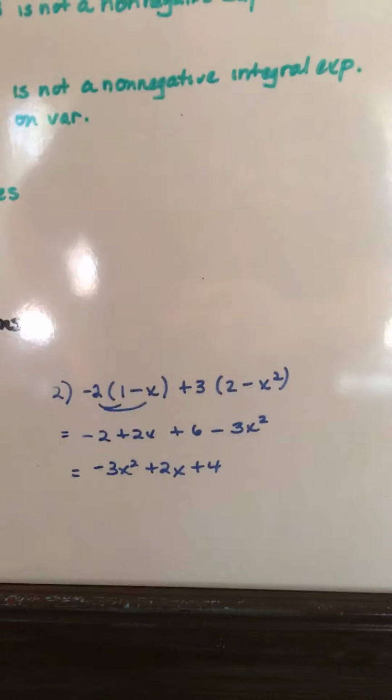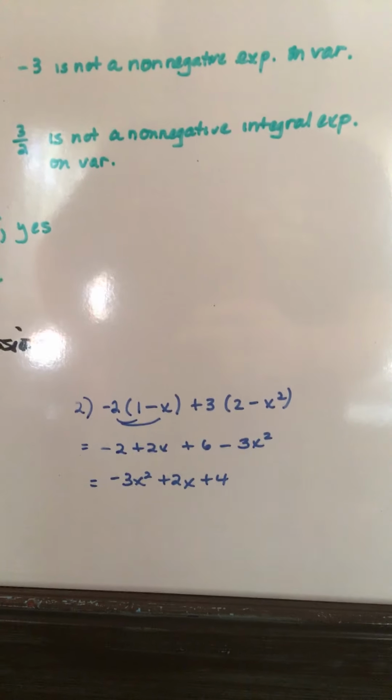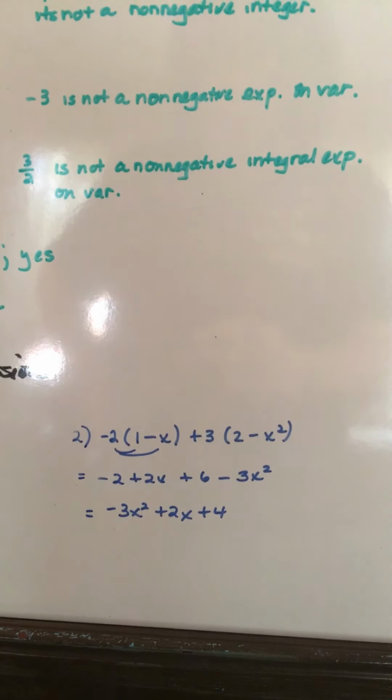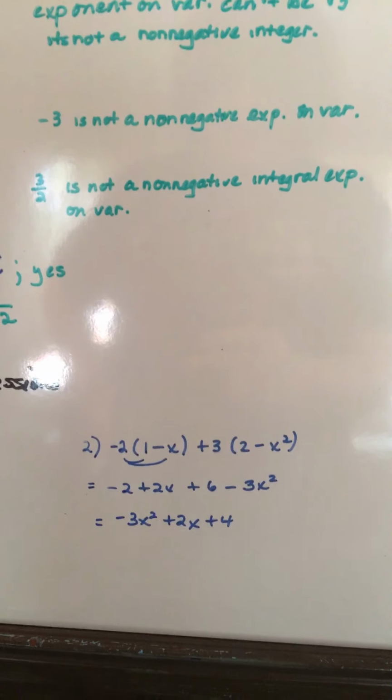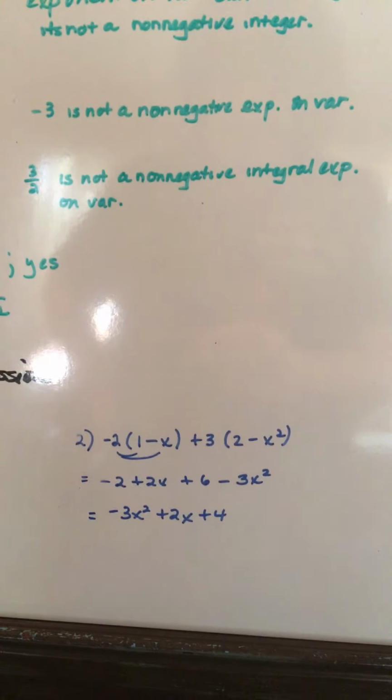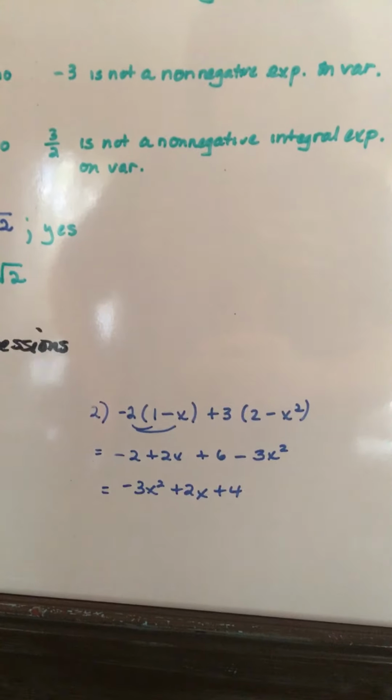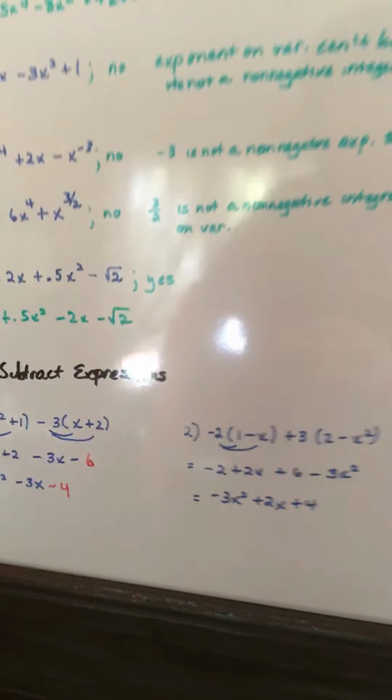For the next one, I didn't put it in red. I just went ahead and distributed. And so we're doing fine. I just multiply -2 times the first, 3 times the next. I organize it and put it in descending order.